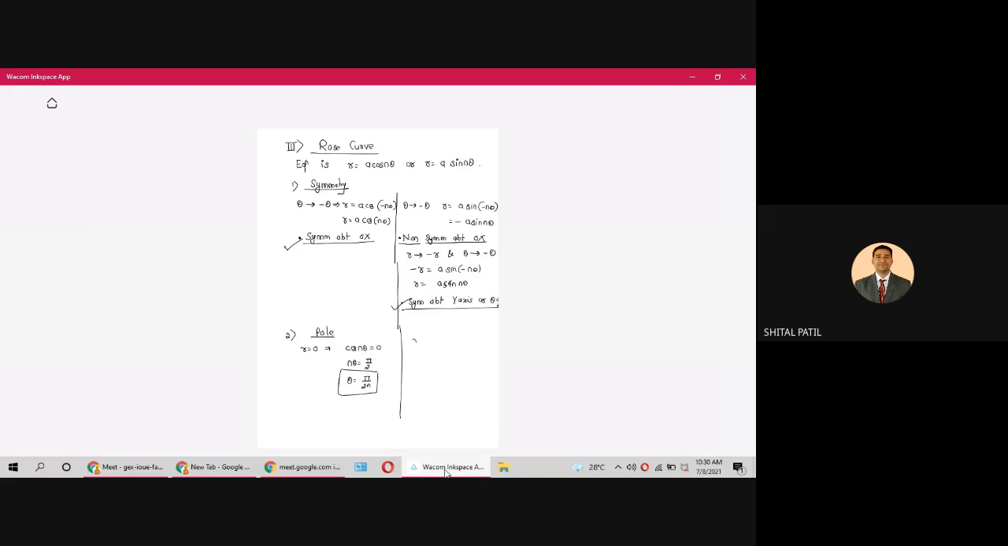Whereas in this case, r equal to... Is everyone able to understand? Am I audible? Yes, sir.